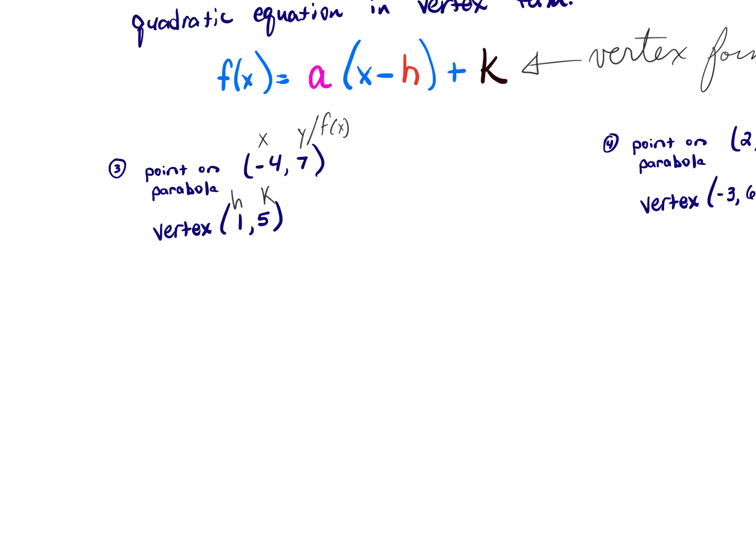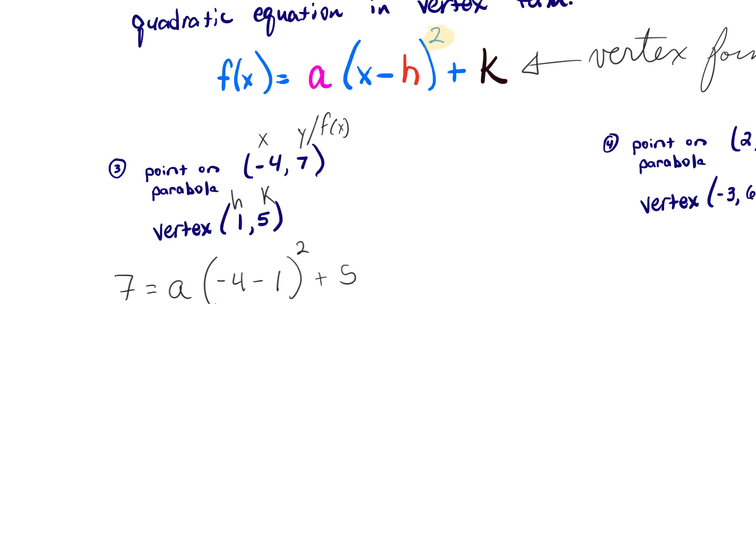Now let's plug in what we have. We have the 7 for the f of x. It's going to be 7 equals, we don't have an a, so I'm going to write a, and then parentheses, we have an x, -4, minus your h, which is 1, squared. Oh, guys, real quick, the vertex form should be squared. I didn't realize it's not written, so please make sure you write it right here. The vertex form is squared. You have -4 minus 1 squared, and then your k, which is plus 5.